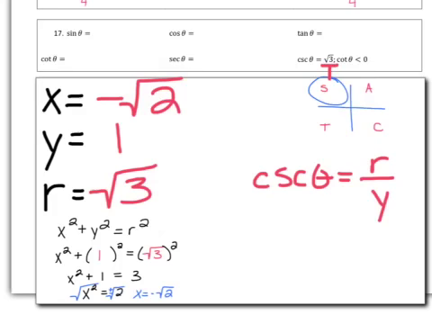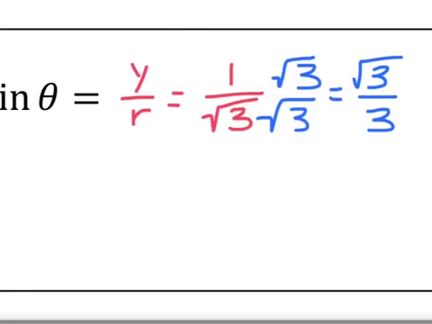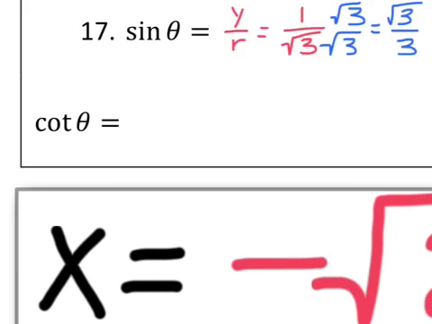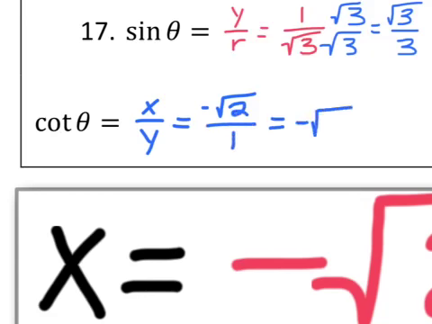We can go to each of our trig functions, and we can set up the correct ratio. Let's start with sine. The sine value is y over r, which means you have 1 over square root of 3. And once you rationalize that, it becomes square root of 3 over 3. While we're here, we can go ahead and do the cotangent. That is x over y. That means we're going to have negative square root of 2 over 1, which is just negative square root of 2.